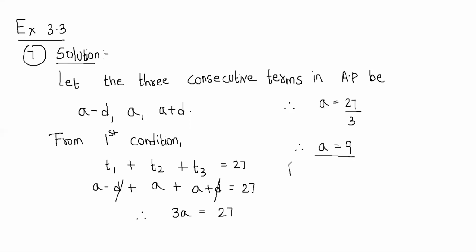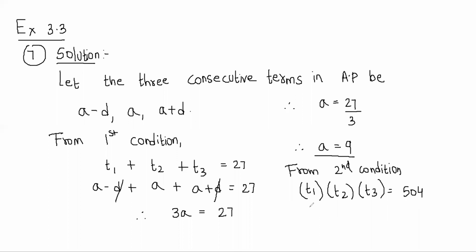D का वैल्यू कैसे फाइंड करने का? We'll go for the second condition. From second condition. Now what is the second condition? In the second condition they are saying that if we multiply this term we get 504. Okay, so let us multiply. T1 multiplied to T2 multiplied, we have to multiply all the three numbers. T2 into T3 equals to 504. So let us substitute now. T1, what was T1? A minus D multiplied by T2, A multiplied by T3, A plus D equal to 504.